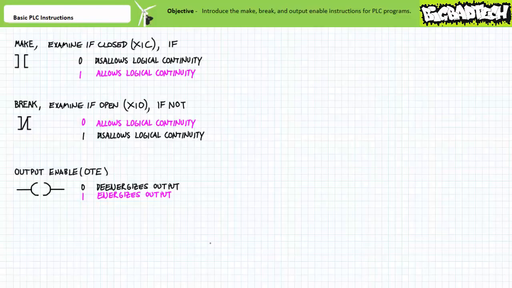Whatever load is attached to that contact is similarly de-energized. If an assigned output receives a logical 1 via the output enable instruction, the electromechanical relay coil is energized and the contact is actuated into the activated closed state. Whatever load is attached to that contact is similarly energized.